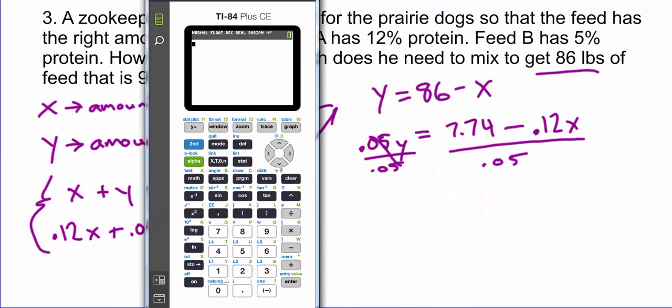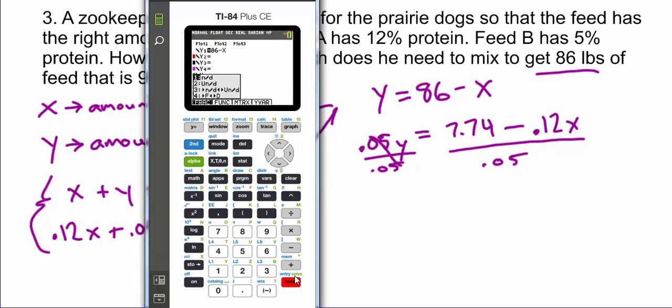So I'm getting out my calculator. I think you can see it right there, and I'm going to hit y equals. Notice that my plot 1 is turned off. If yours is on, make sure you turn it off. You don't want that to be a distraction. Clear out any old equations you might have.